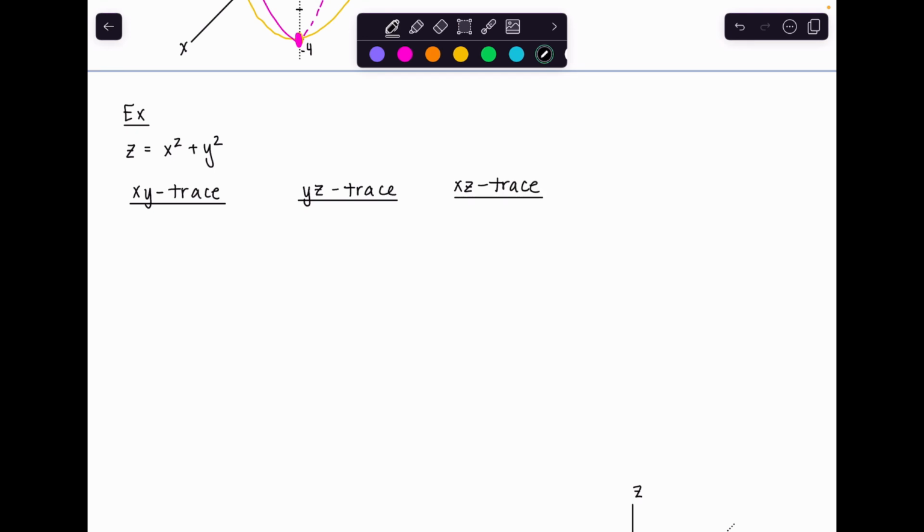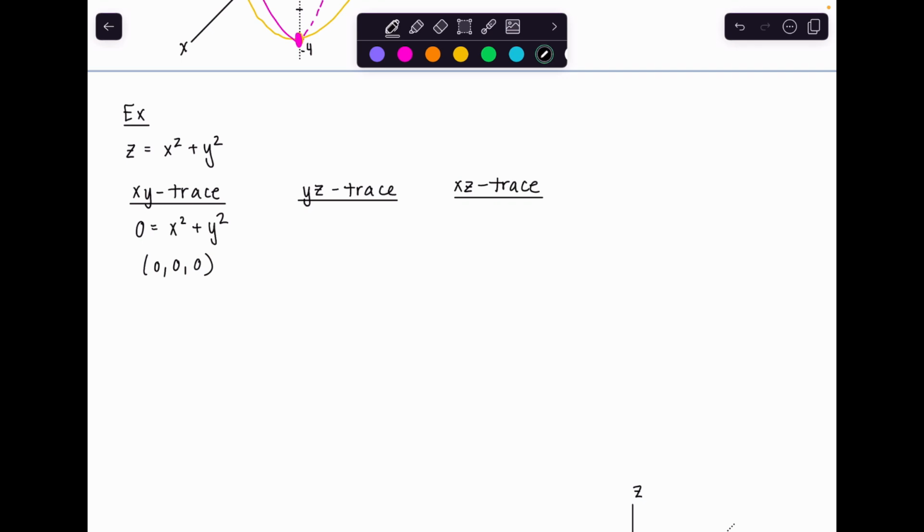This is one case, though, where you're going to see we run into a bit of a problem. If I go to find the xy trace, that means z is going to equal 0. If I plug that into the equation, that gives me 0 equals x squared plus y squared. Technically, that is a circle centered at 0, 0 with radius 0. So there is really only a single point that this gives us. All this xy trace does is tell me that I go through the origin, which is nice, but that's a point. That doesn't help me graph in 3D.